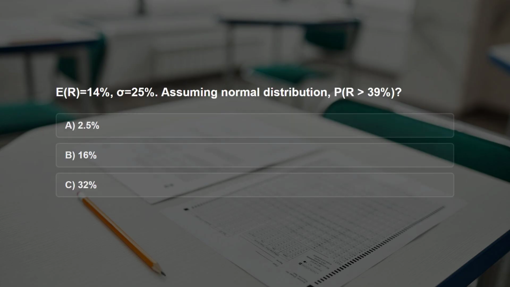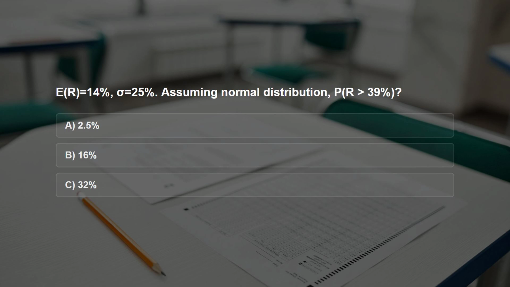Question 1. A stock has an expected return of 14% and a standard deviation of 25%. Assuming returns are normally distributed, what is the probability that the return exceeds 39%? If you chose approximately 16%, you are correct. Z equals (39 minus 14) divided by 25, which is 1.